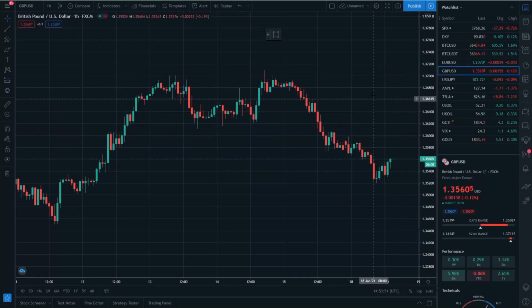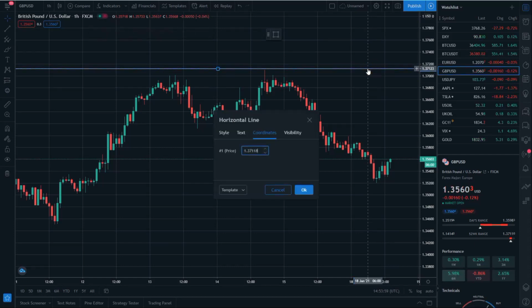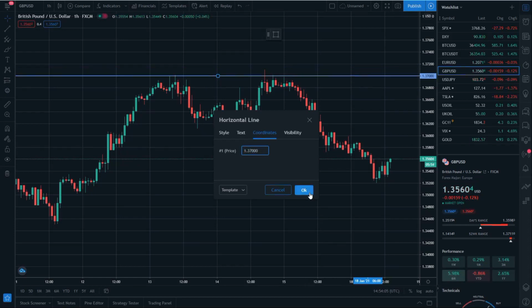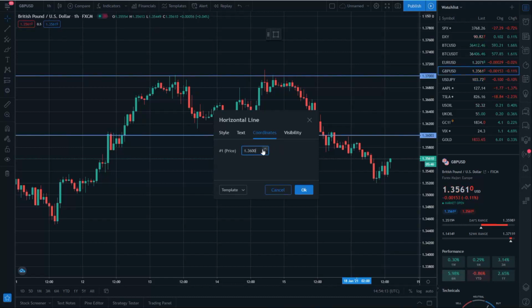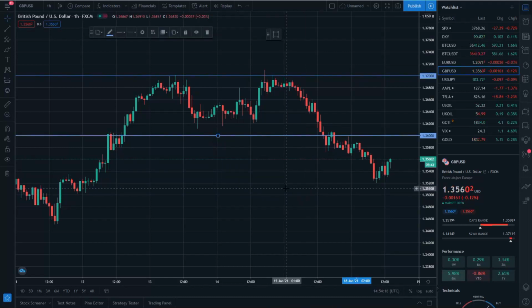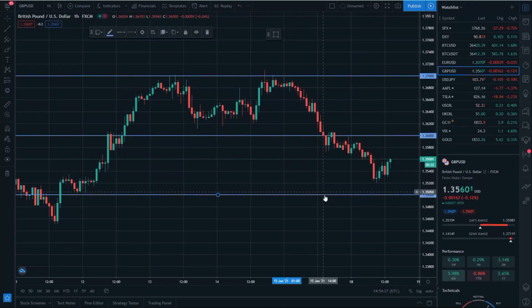To make it easier for you to look at, let me change this. Okay, let's just do this. So this is one key level. The next one should be here. Let's just use three key levels as an example. These are the major key levels, the psychological key levels.